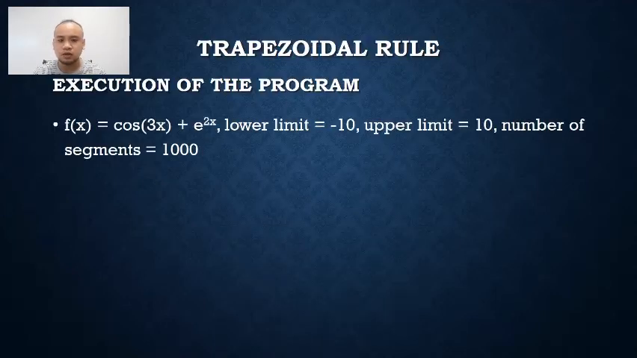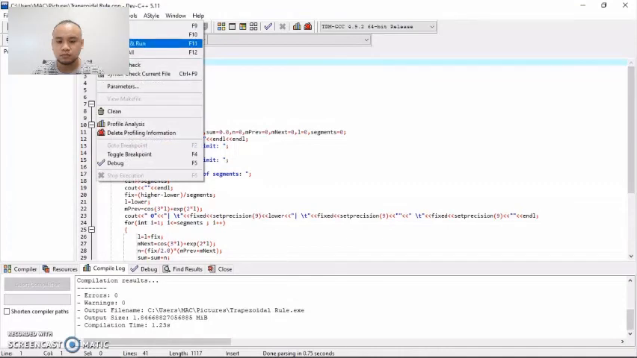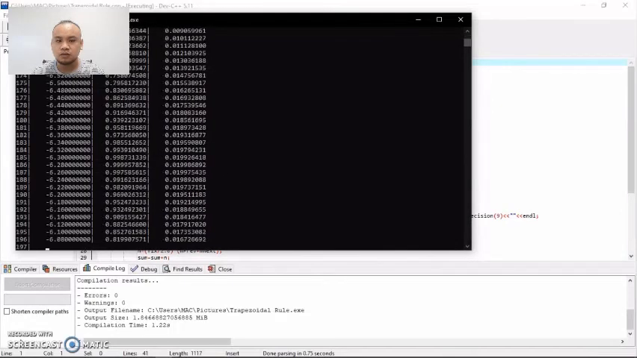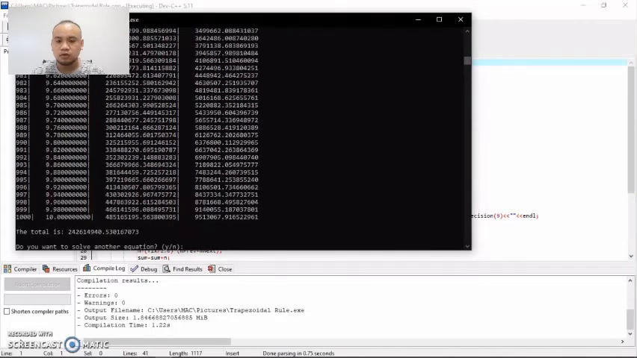And let's try the next one. F of x equals cosine 3x plus e raised to 2x from limits negative 10 to 10 with 1000 number of segments. Let's run the program. Lower limit is negative 10, upper limit is 10, and number of segments is 1000. And there, the final answer is 242,614,940.